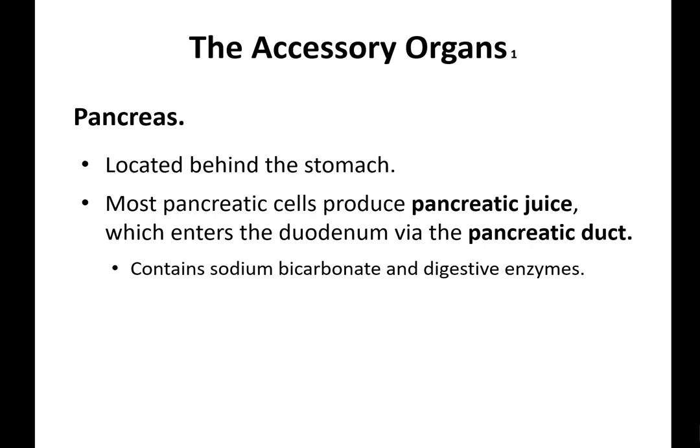The accessory organs. The pancreas produces pancreatic juice, which contains digestive enzymes to break down carbohydrates via pancreatic amylase, break down proteins via trypsin, and break down fats via lipase. The pancreas is also an endocrine gland that secretes the hormone insulin into the blood. The liver is a major metabolic gland that removes poisonous substances from the blood.